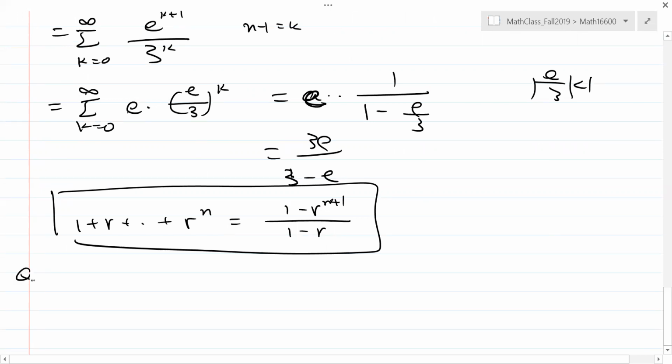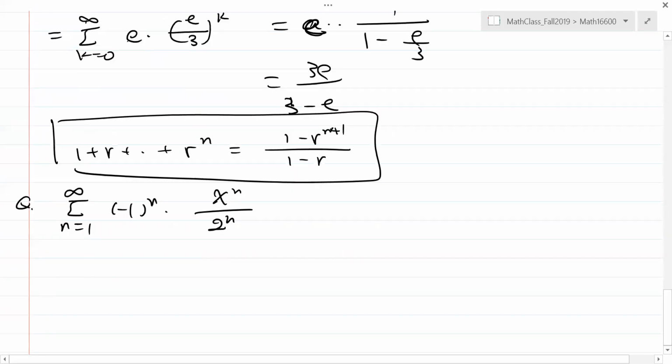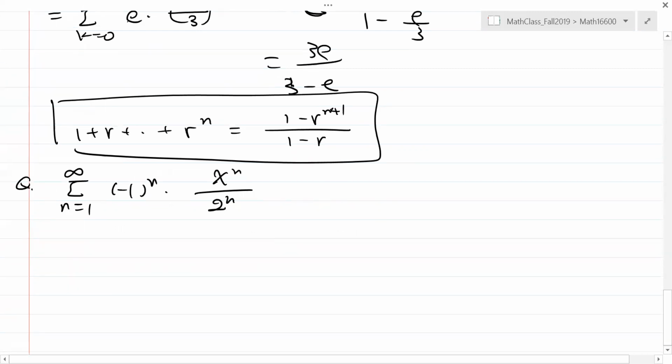Let's try the next problem. It's n starting from 1. Let's choose this one. This is going to be (2 to the n) as x to the n. How about like this? Sometimes they put it like x to the n minus 1. But just look at this.